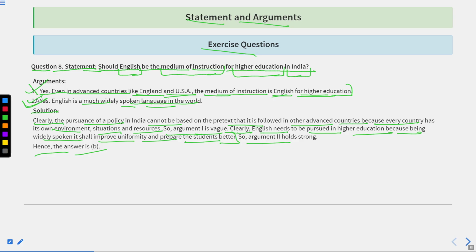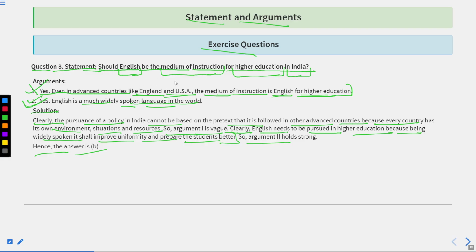And for that, we have to understand that whenever we are talking about a strong argument, it should be directly related to the statement. Now, this argument, even in advanced countries like England and USA, the medium of instruction is English. But what if advanced countries like Japan and USA? Okay, now there is a comparison, first thing.